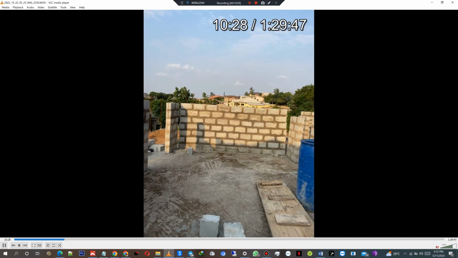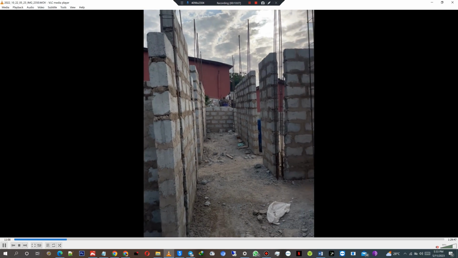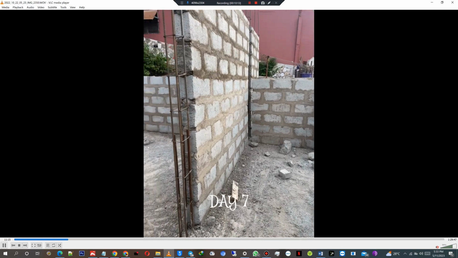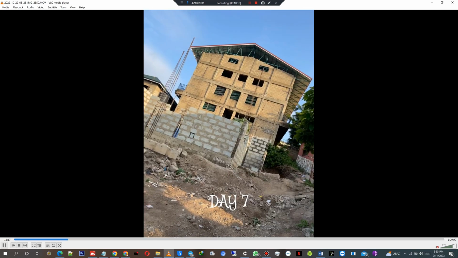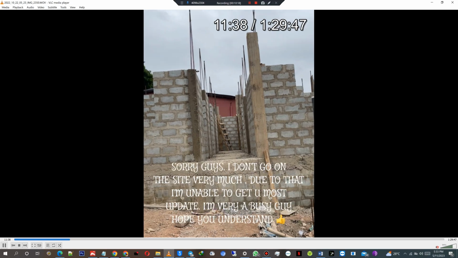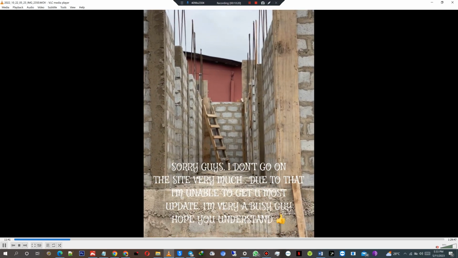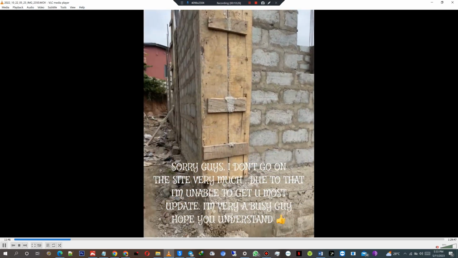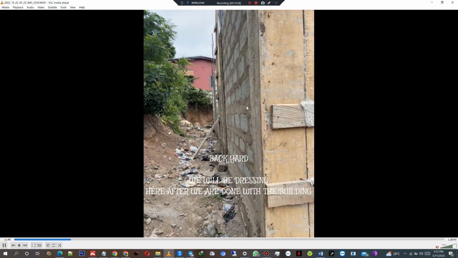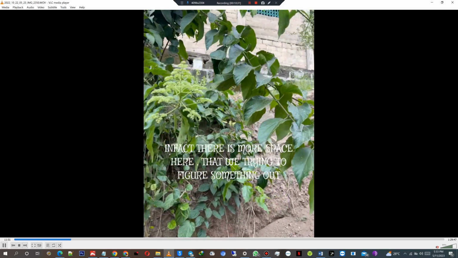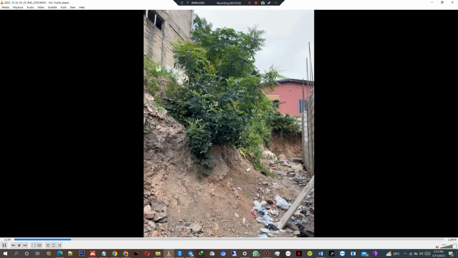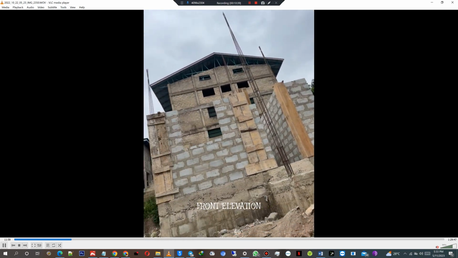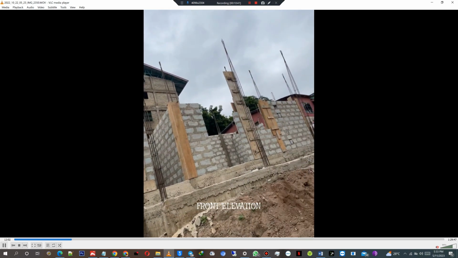I think this was day 7. We did a 9 coat. It was 9 coat blocks, the laying of the block to the lintel, and I think this was the final stage of the lintel. As you can see, we made the columns. This is the backyard of my land, and it's so spacious. This is the front elevation.